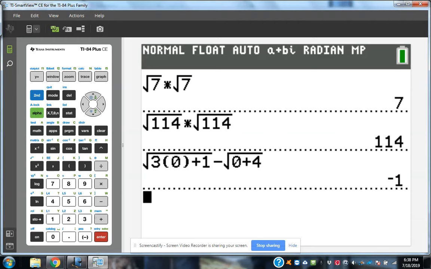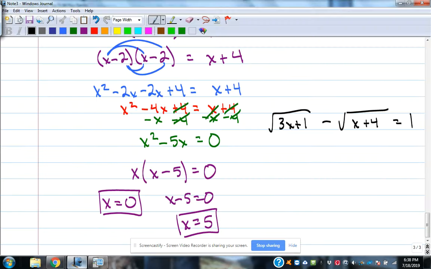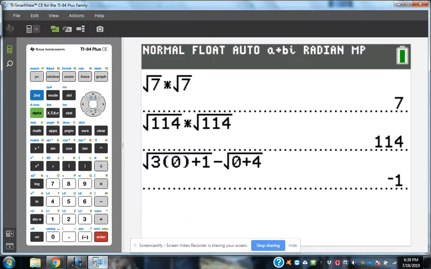And then I got -1. Is that what was on the other side? No, it was +1. So it's close, but it's not the same. So that tells me that's an extra solution. I'm going to throw it away. I wonder if 5 is extra too. I got to check it. I hope it ain't, because I did a lot of work to get it. So I'm going to plug it in.